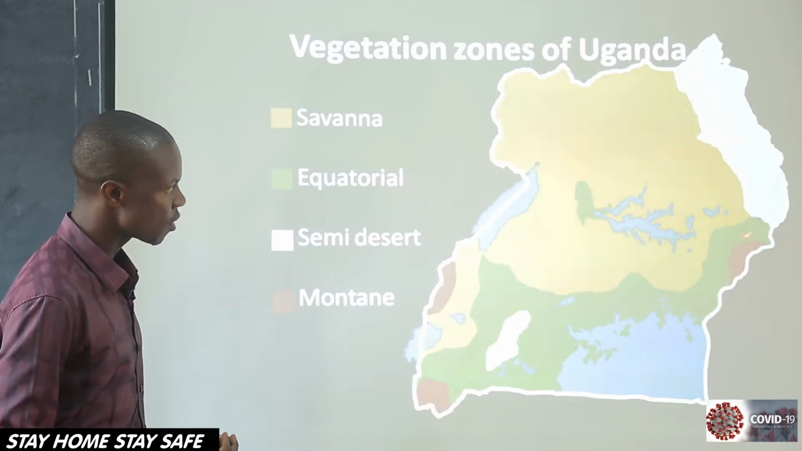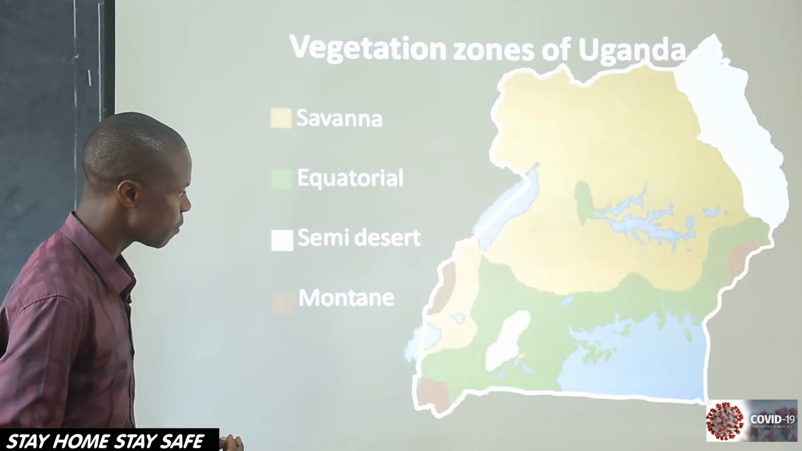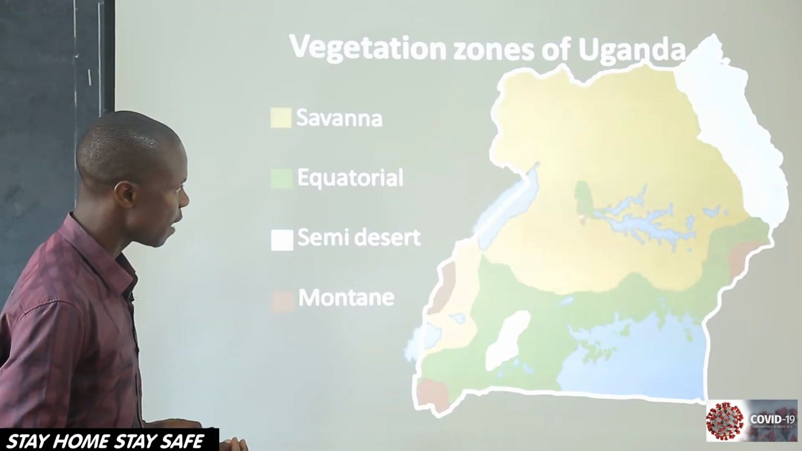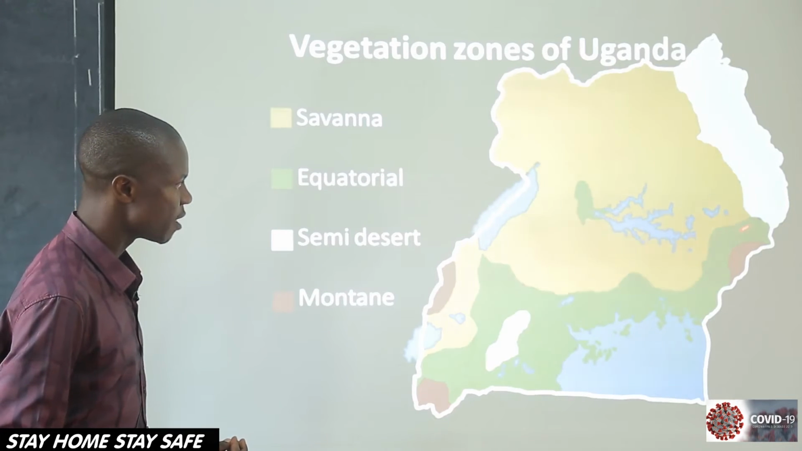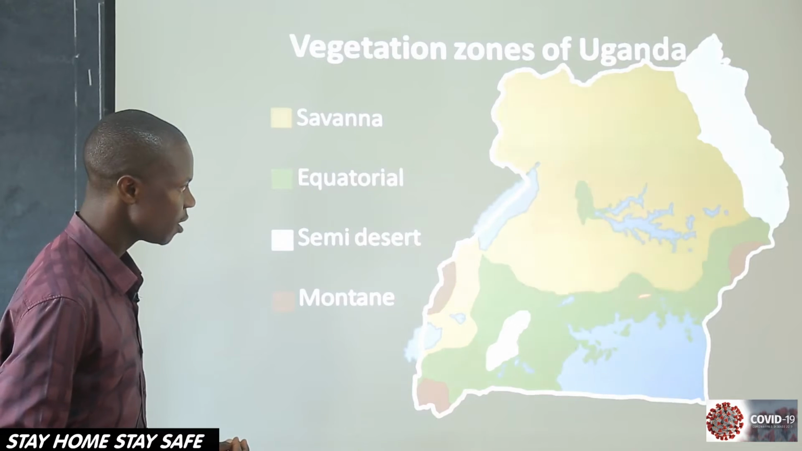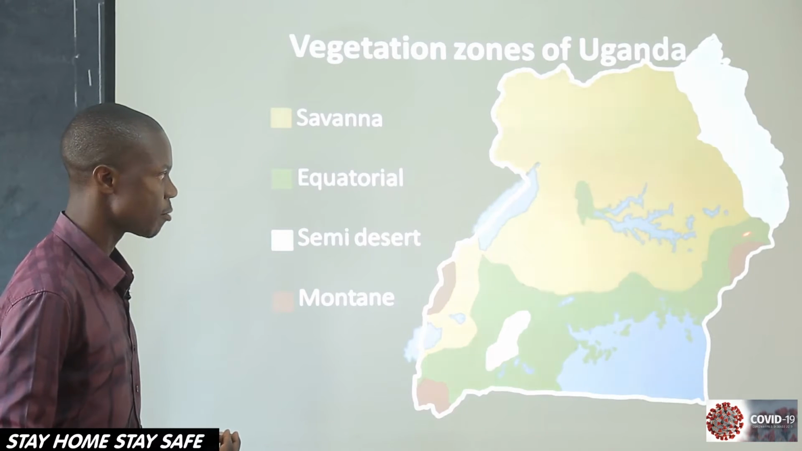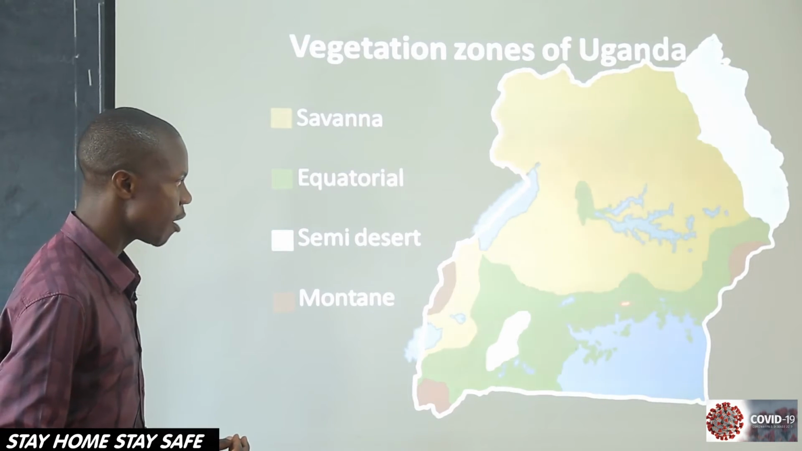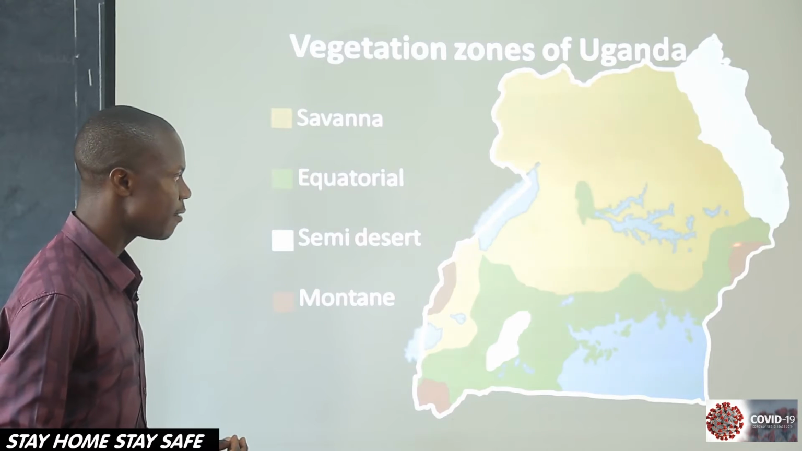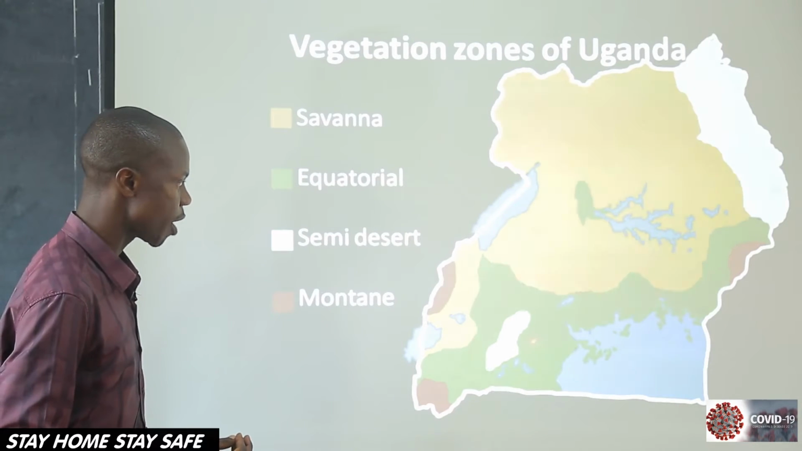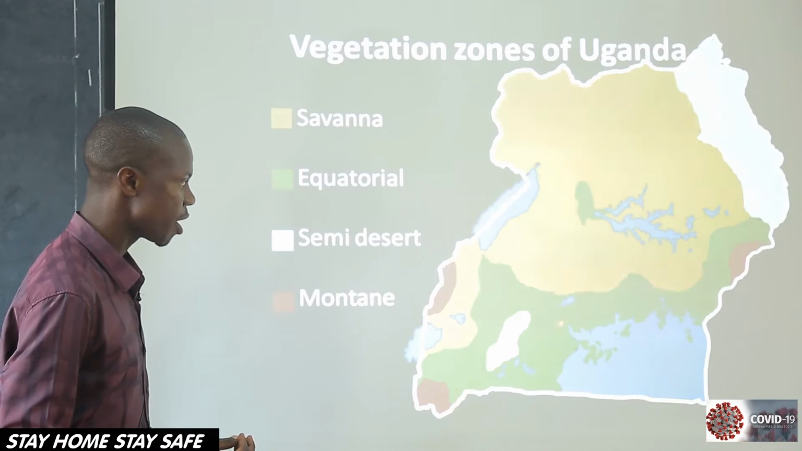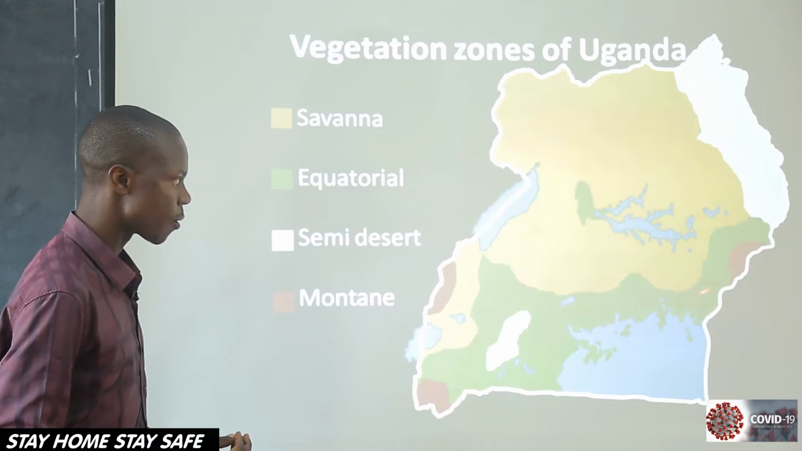Then as we cross from somewhere here, we have some greenish color. It moves up to this end here. Which type of climate is experienced here? If you recall very well, this is equatorial climate. So areas within here have what we call equatorial rainforests, or tropical rainforests.